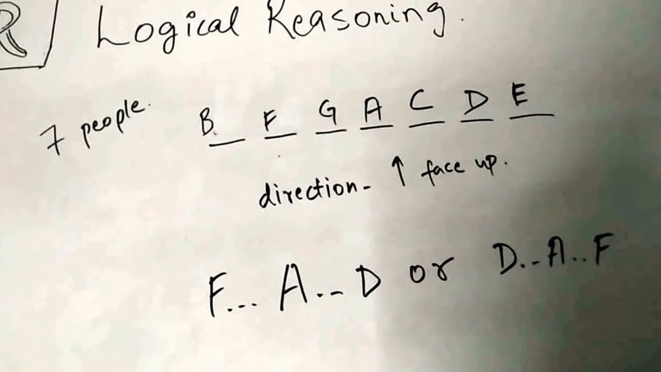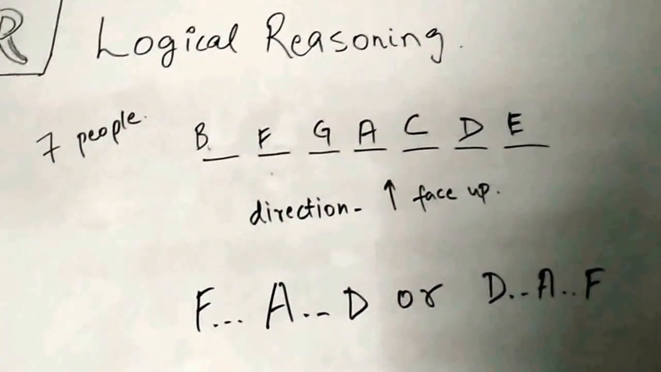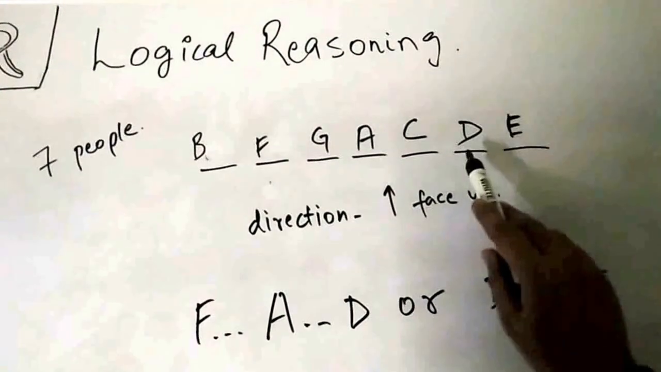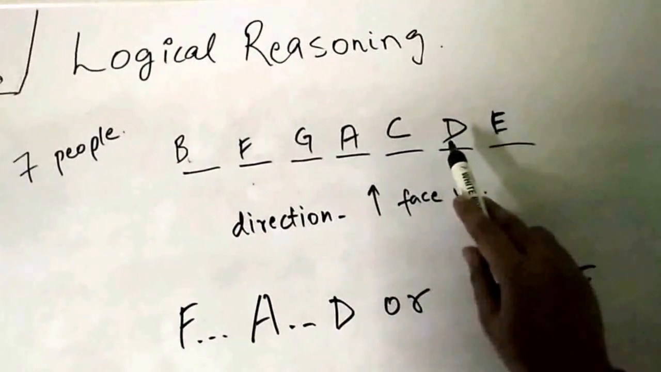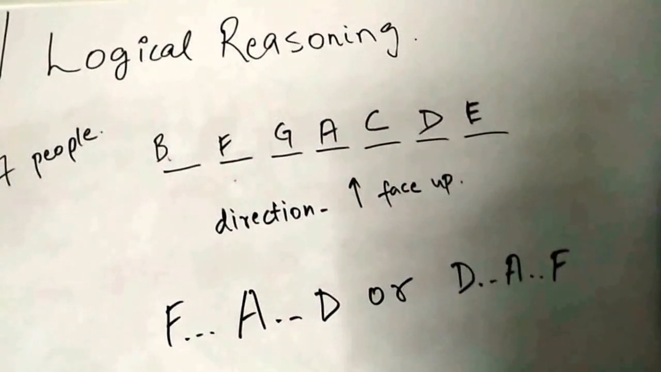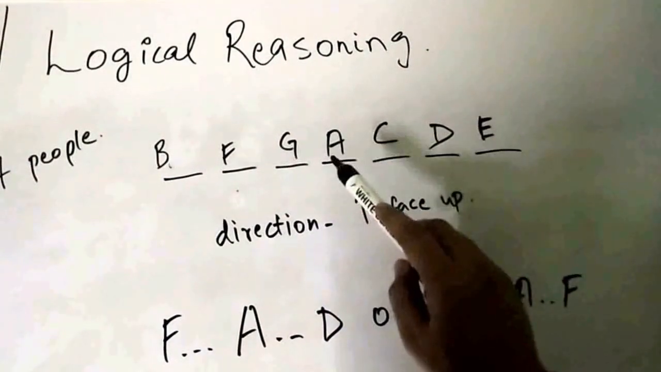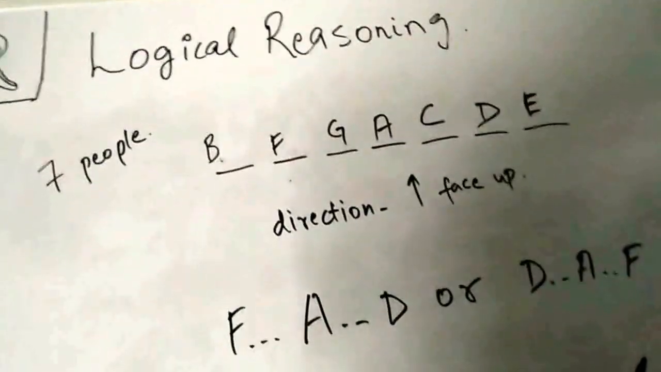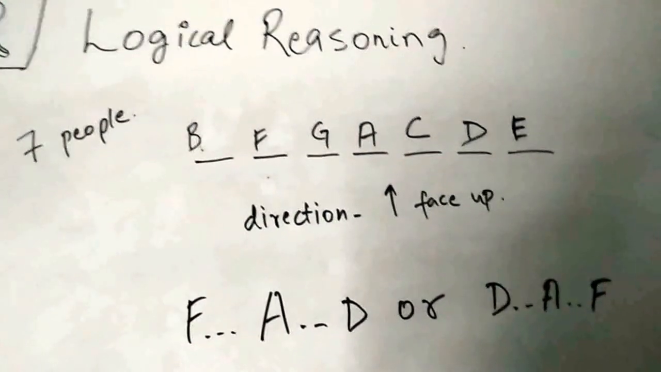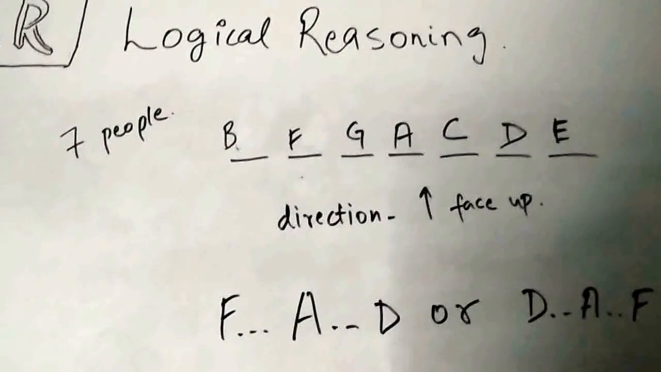Next question is, which of the following is true? So D is sitting exactly between B and G. So D is exactly between B and G, which is false. A is 3 places to the left of E. So 1, 2 and 3. So this statement is true. We'll mark this and move on. You can also verify the other statement, which will come out to be false.